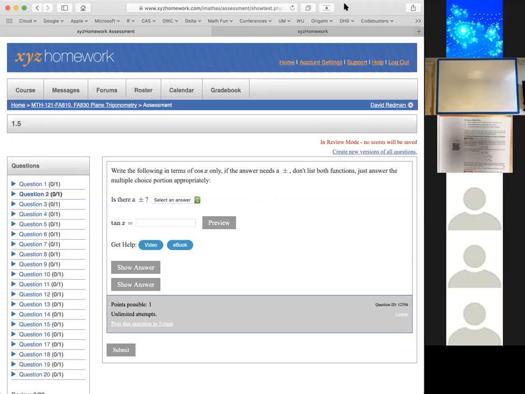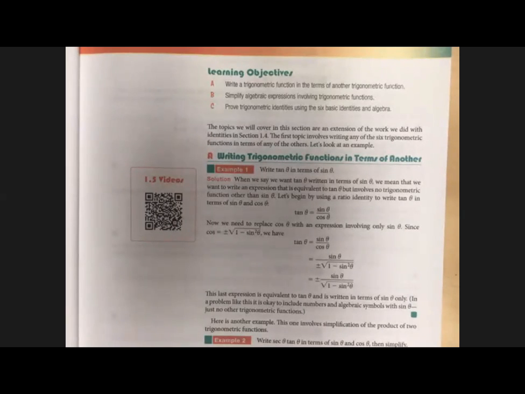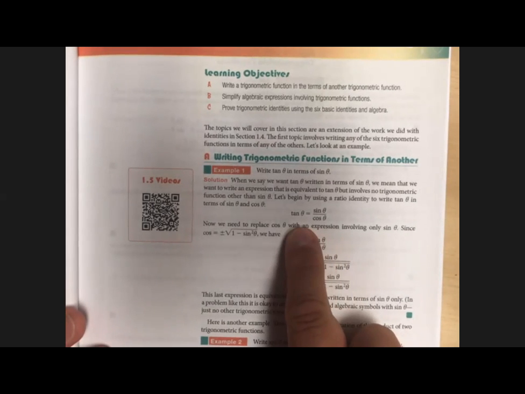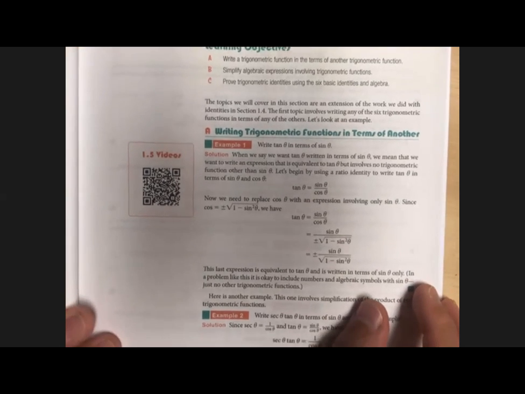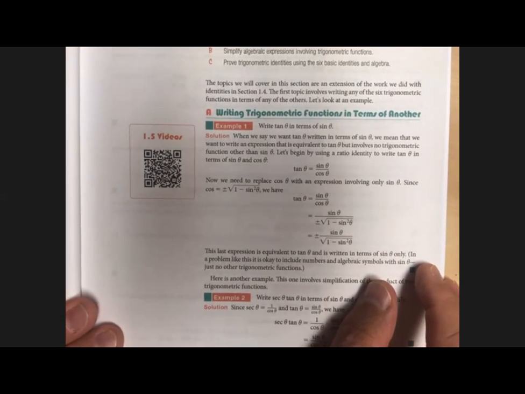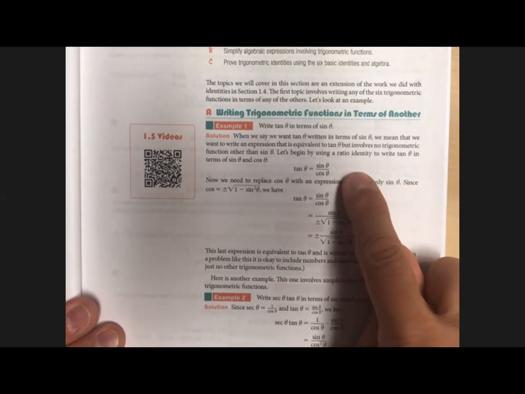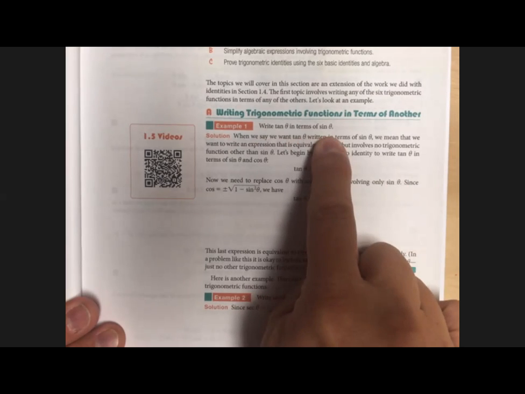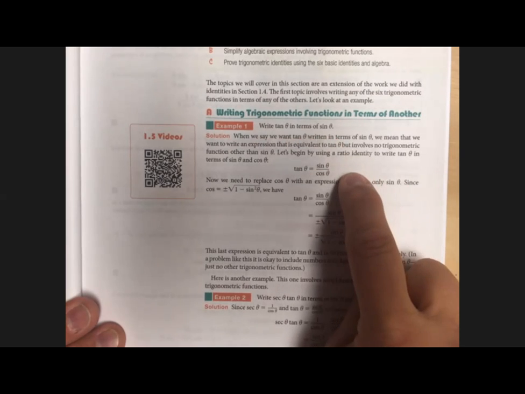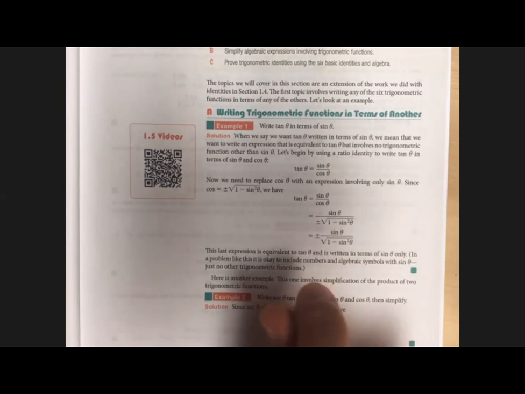Let me go back to my camera. Write tangent in terms of sine. And the homework problem said write tangent in terms of cosine. Okay, so I'm not going to write this down. I'm just going to work out this example with you right here. Write tangent in terms of sine. Well, you know the tangent is sine over cosine. So can you express cosine in terms of sine?